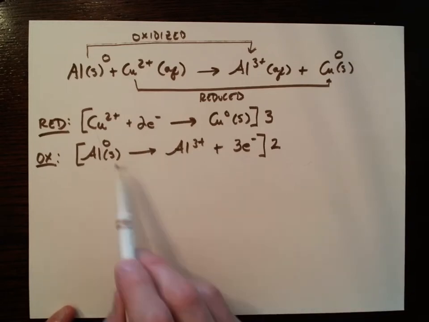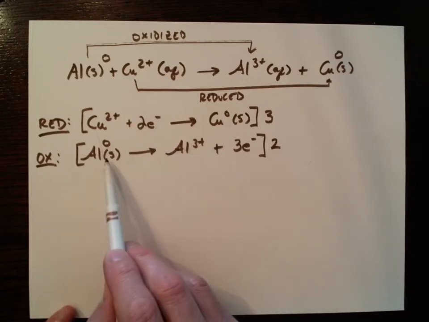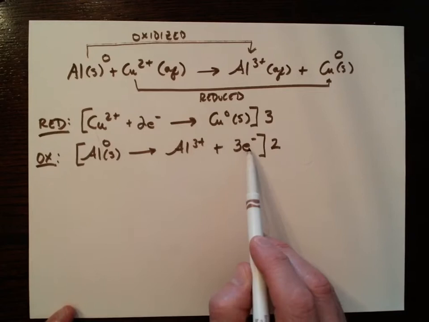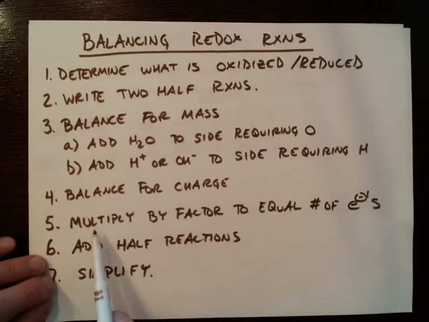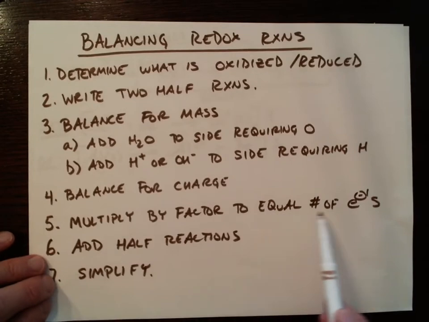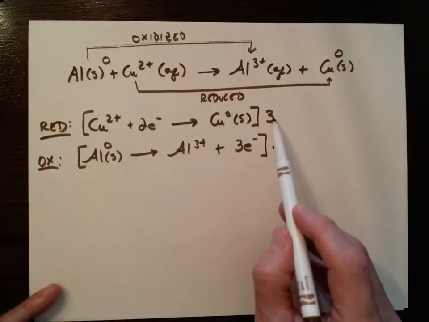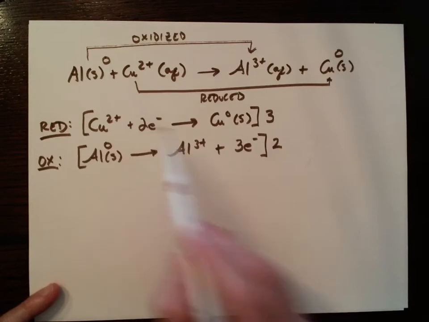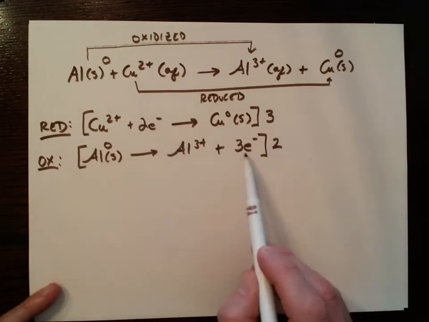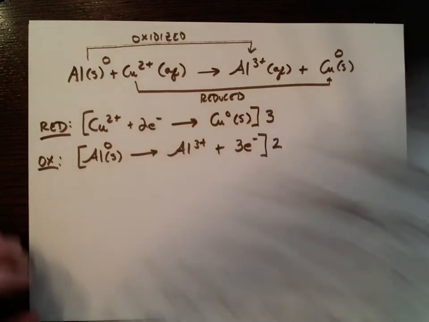In this case, I had a 3 plus over here and a 0 over here, meaning I needed to add 3 electrons to this side. The next step is I multiplied by a factor so that the number of electrons would equal. Multiplying this by 3 gives me 6 electrons. Multiplying this half reaction by 2 gives me 6 electrons. Then you add the half reactions.